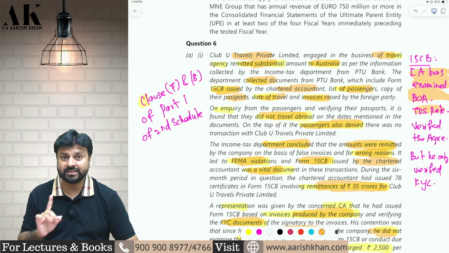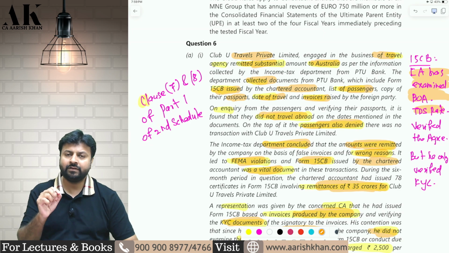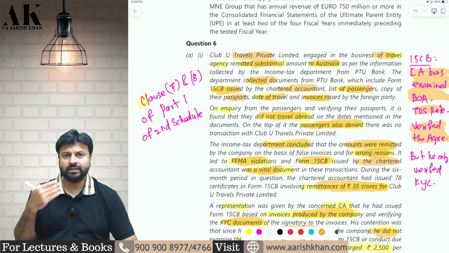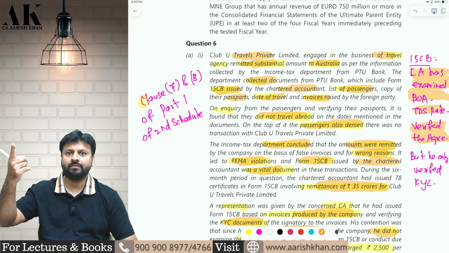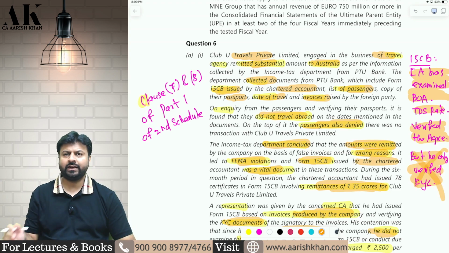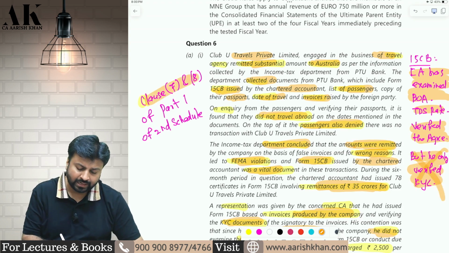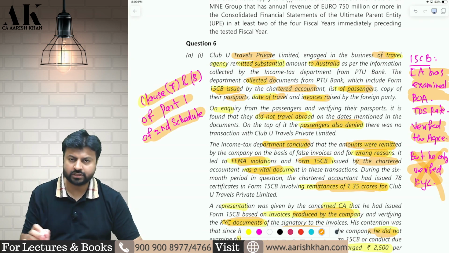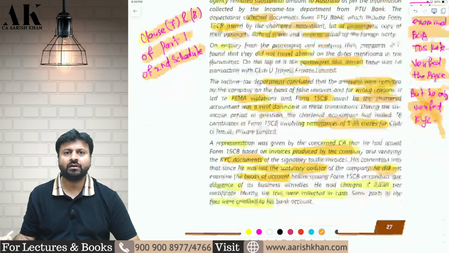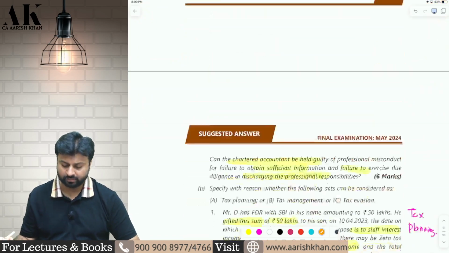He should check the TDS rate. The applicable TDS rate has to be mentioned in Form 15CB. Then he should verify the agreement between the parties to whom he is remitting. He needs to check the agreement. But he has only verified KYC. He has not verified anything else. Therefore, he is deemed to be guilty as per clauses 7 and 8 of Part 1 of the Second Schedule. I hope it is clear to all of you. And therefore, he will be liable for penal action against him by the institute.